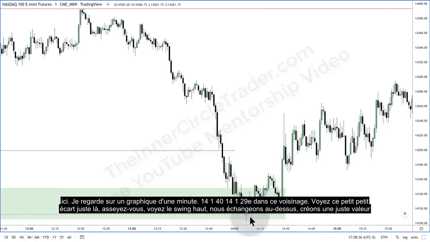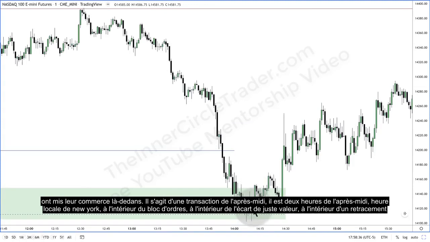14,140, 14,120 in that vicinity. See that small little gap right there? See that? See the swing high? We trade above it, create a fair value gap there, trade down into it. This is an afternoon trade.